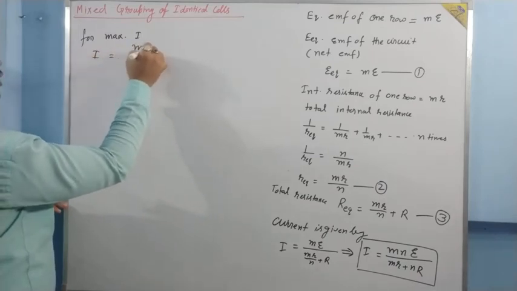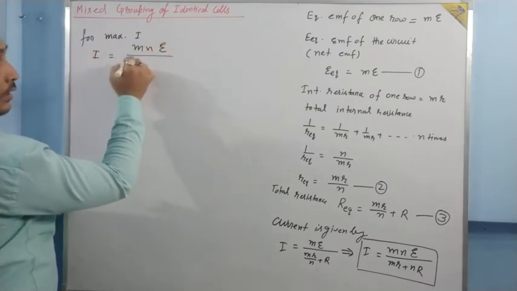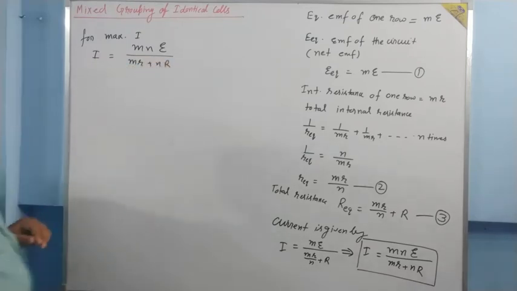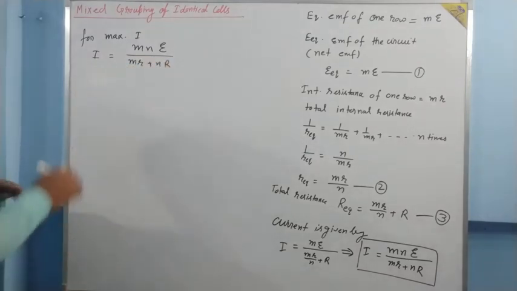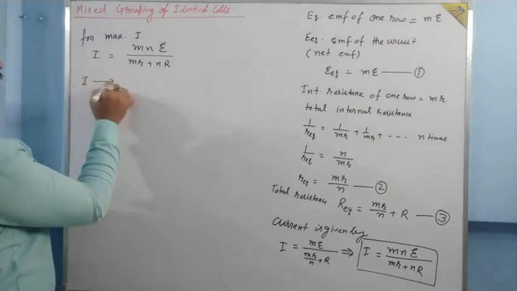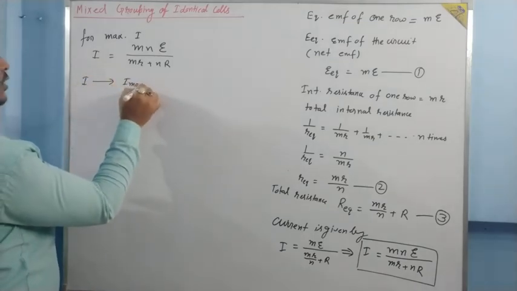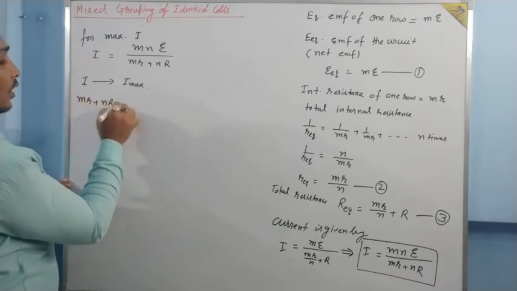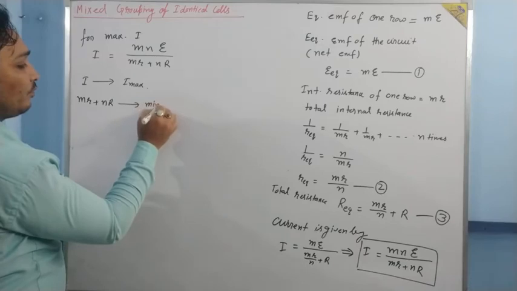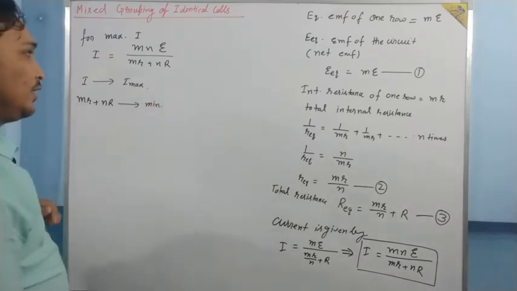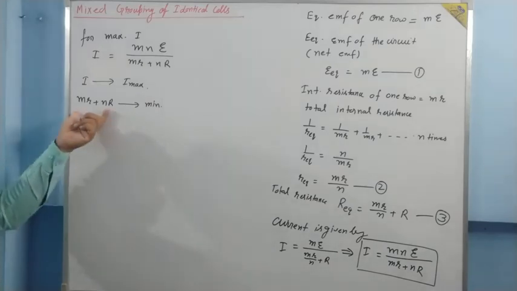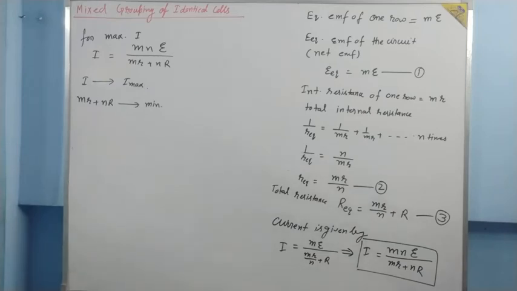So I is m into n into E upon mr plus nR. This is the value of current. What we need is that capital I needs to be I maximum. For this, mr plus n capital R needs to be minimum. When will it be minimum? When this summation is minimum. Let us try to find out.